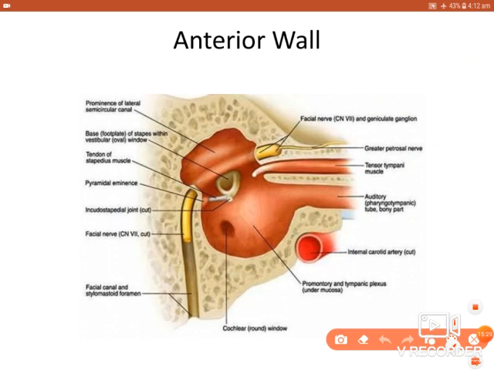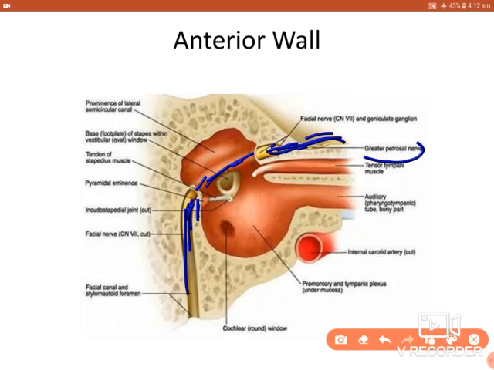Here in the posterior wall, you can see the facial nerve, the oblique and vertical part of the facial nerve. From this facial nerve, there is a great branch, the greater petrosal nerve, going to the roof of this middle ear.